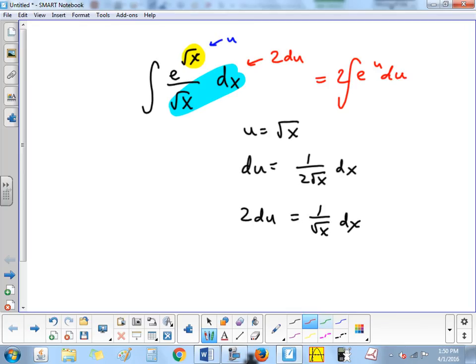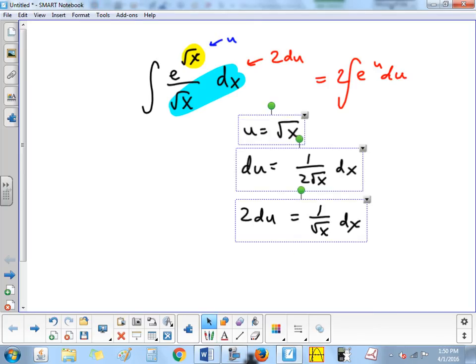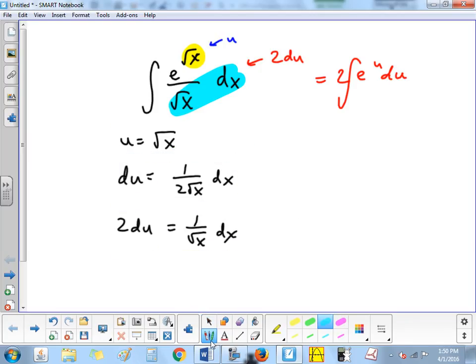All right, what's the antiderivative of e to the u? Yeah, e to the u. Right. So good job. E to the u. So it's 2 e to the u. And u here means rad x.